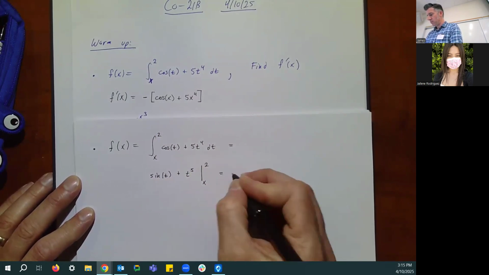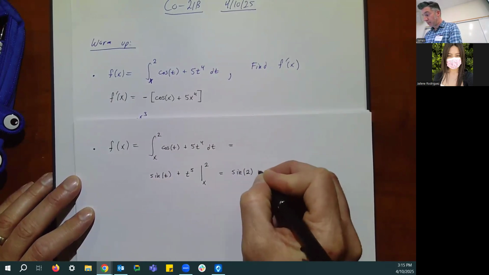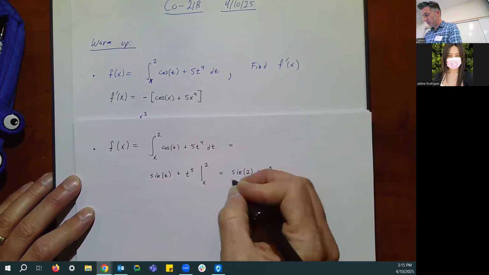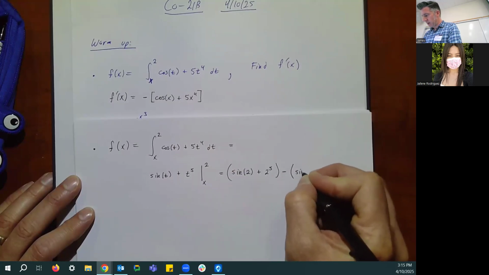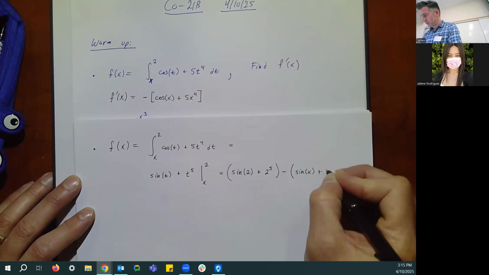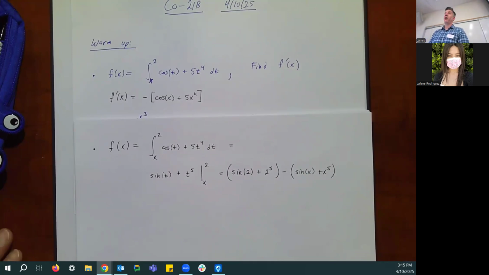Then we plug in, we get sine of 2 plus 2 to the fifth minus [sine of x plus x to the fifth]. I'll point out, you could have written plus c for each of these. And if you had, the plus c's would cancel, which is why when we find definite integrals, we don't ever write the plus c, not that you can't, you just don't need to. It always ends up canceling out with the other c that you would subtract.